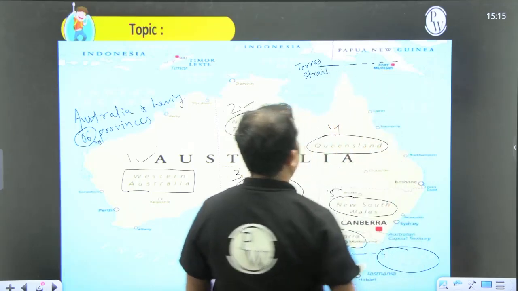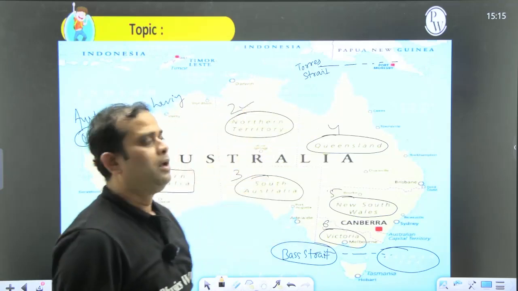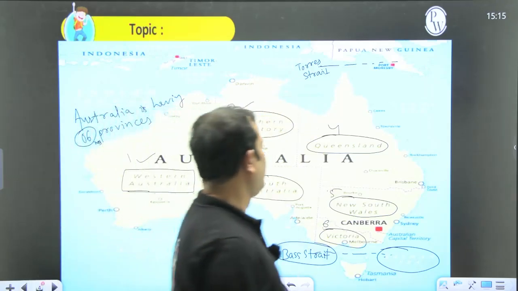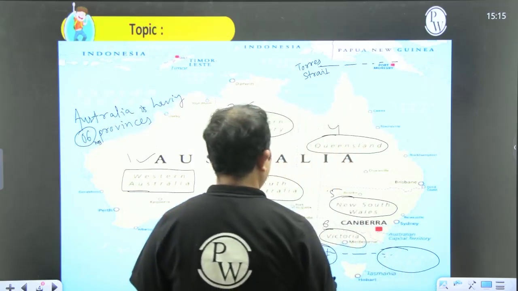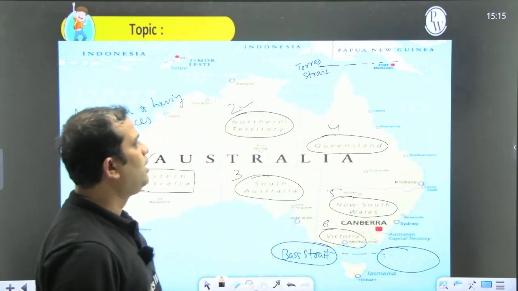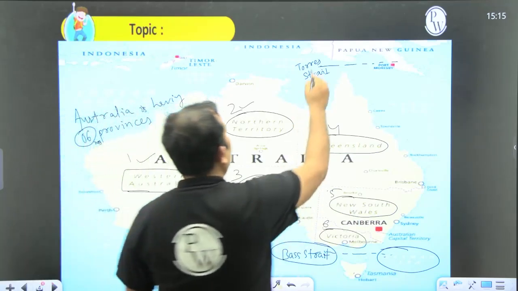Torres Strait, right? The Torres Strait divides Papua New Guinea from mainland Australia. You can see it here. Bass Strait divides Tasmania from mainland Australia, whereas the Torres Strait divides Papua New Guinea from Australia.